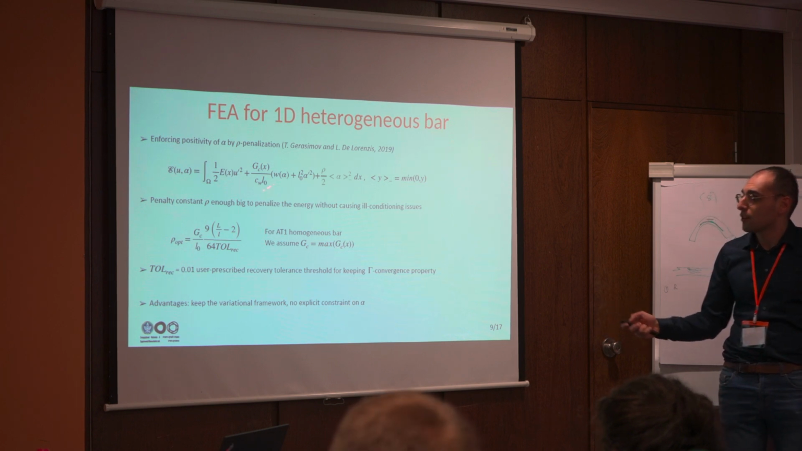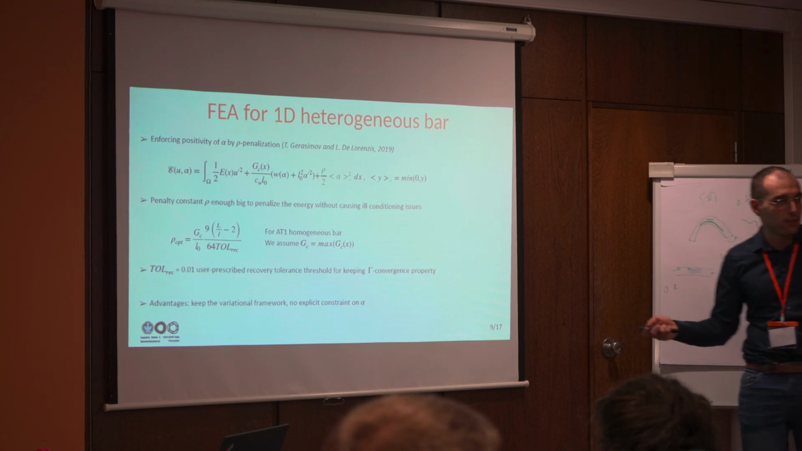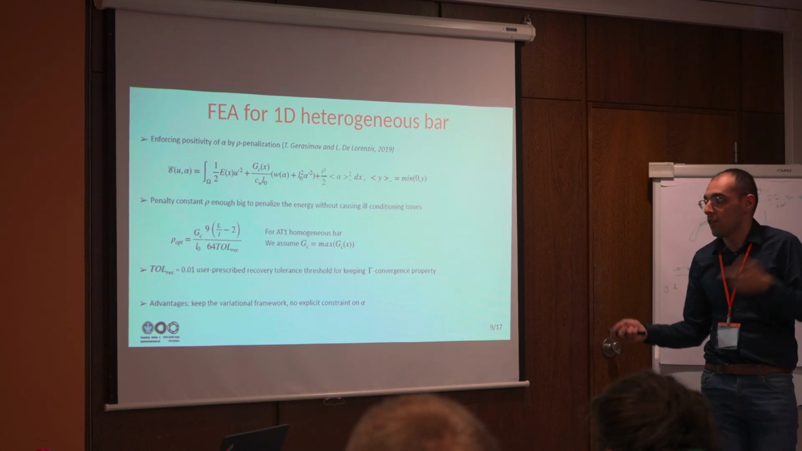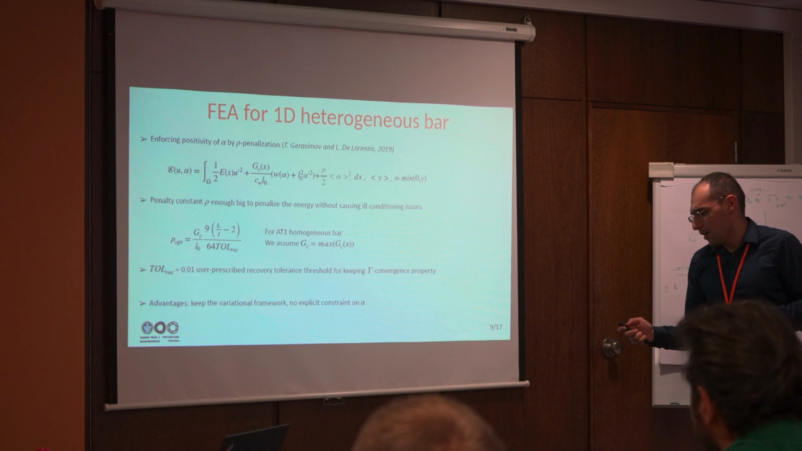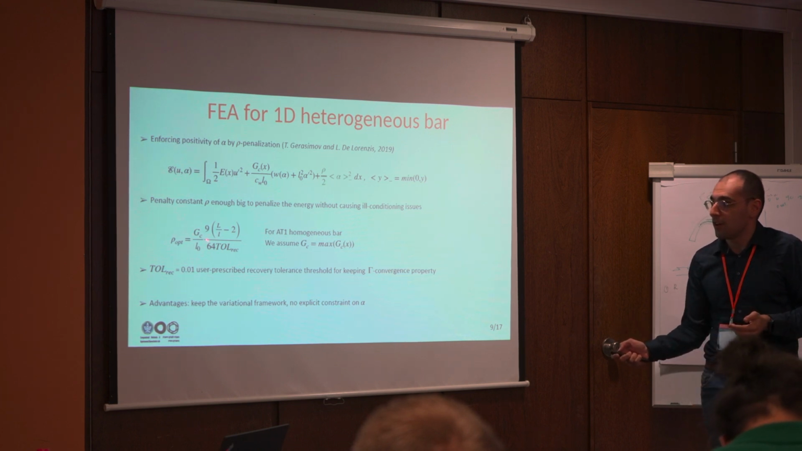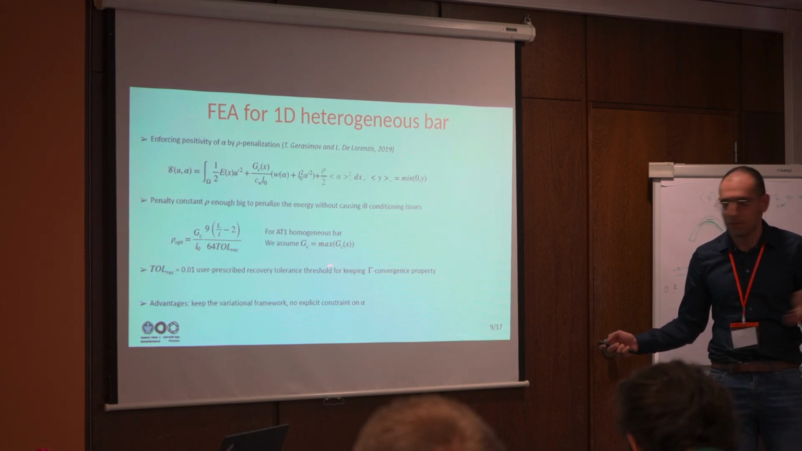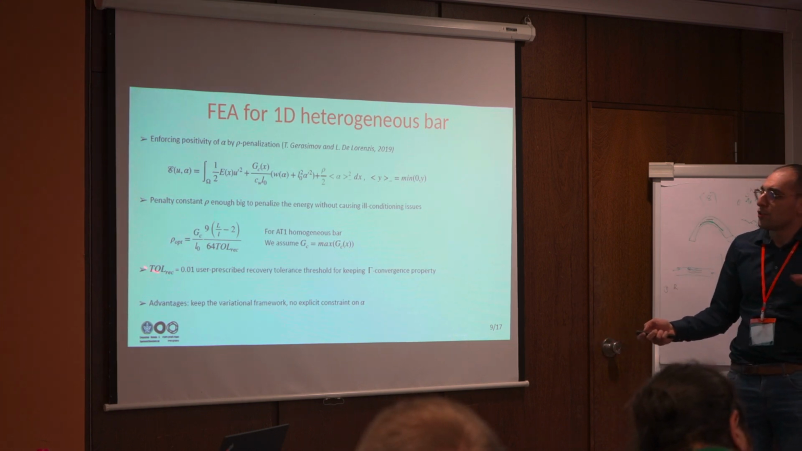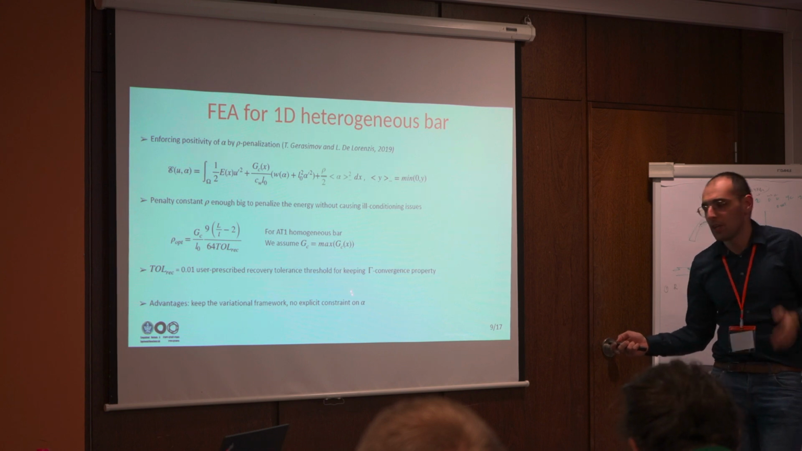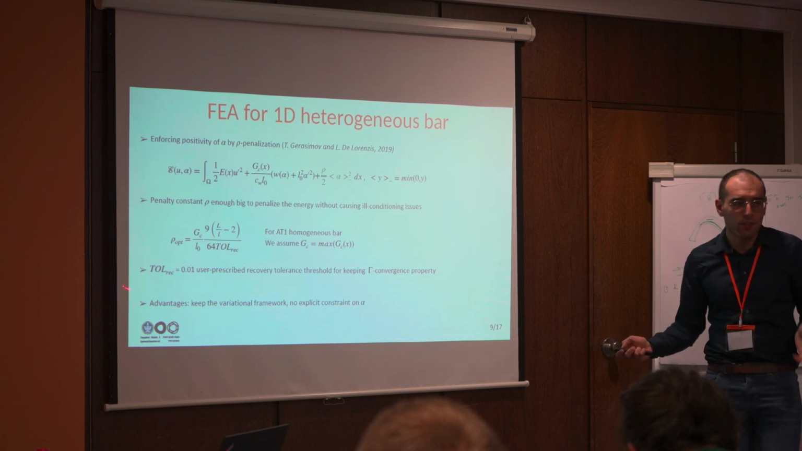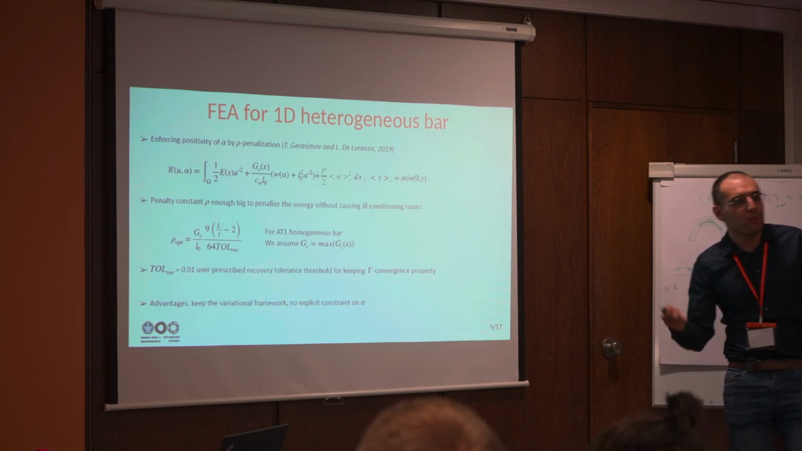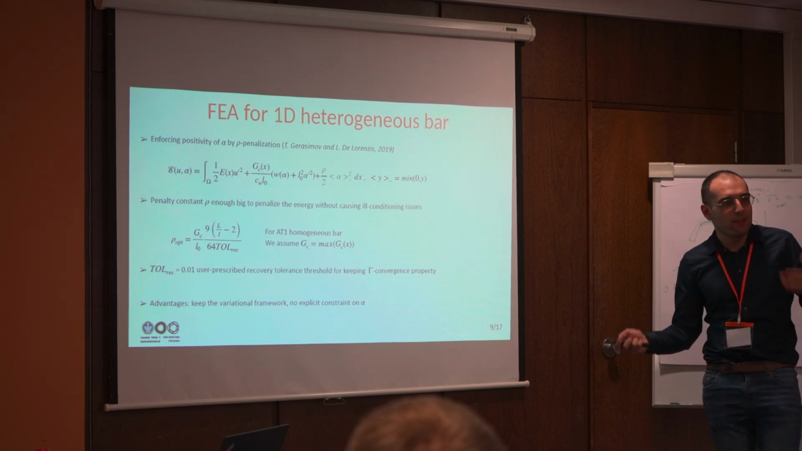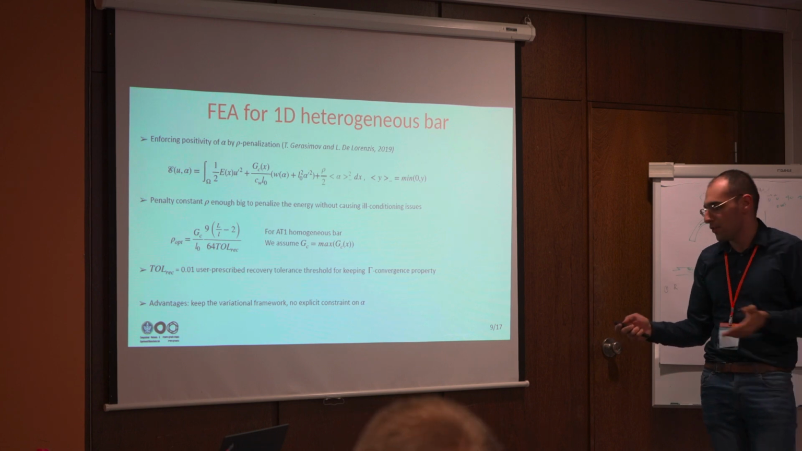In this paper, they propose an optimal value for this penalty constant for a 1D homogeneous bar in an AT2 model. And in our case, we assume that the GC value is the maximum of GC of x, because we are considering a heterogeneous bar. We also need the recovery tolerance to keep the gamma convergence property, and the main advantage of this technique is that we can keep the variational framework of the phase field, and there is no explicit constraint imposed on the damage variable alpha.